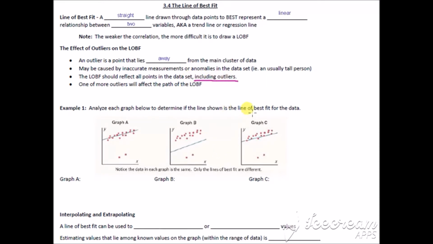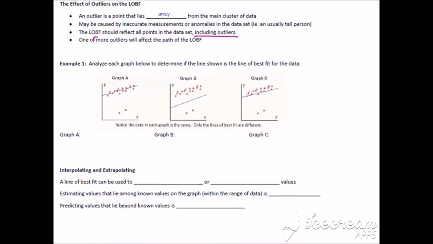So for the purpose of the rest of this note, let's include outliers. We can talk about deleting them depending on how far away they are. Okay? One or more outliers will affect the path of the line of best fit. So for right now, leave them in, and then if the question says to take them out, then ignore them.